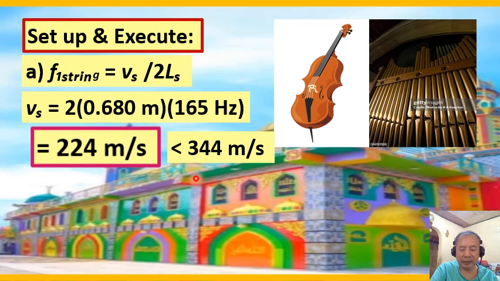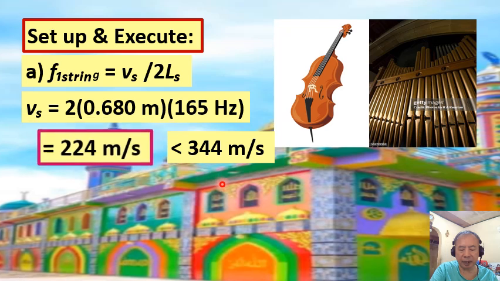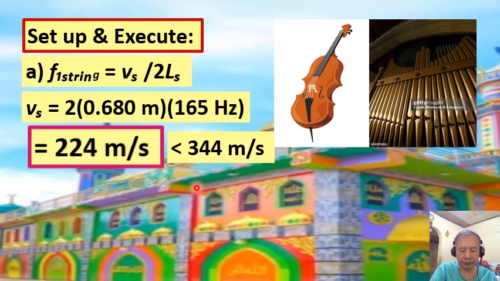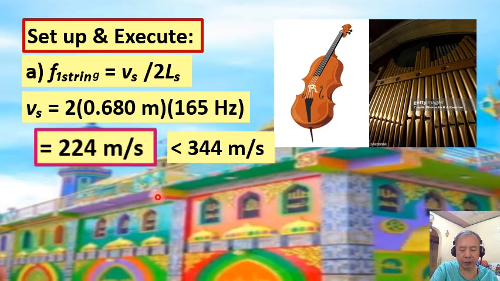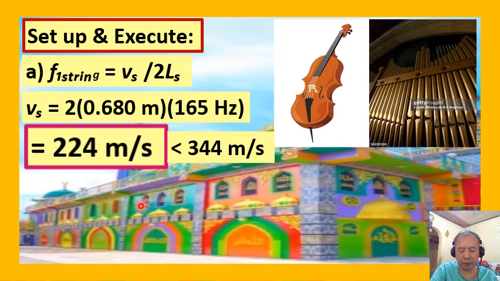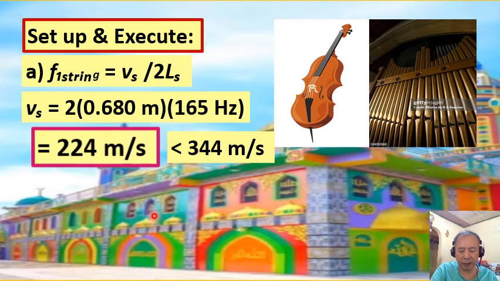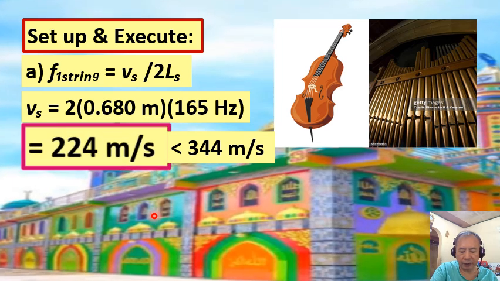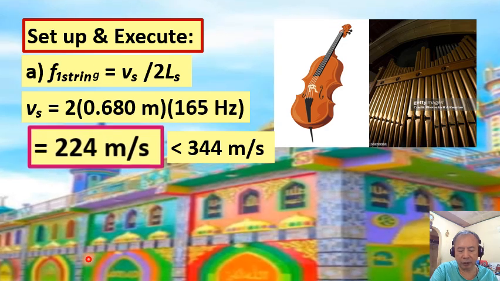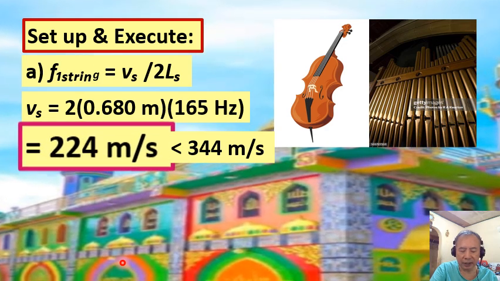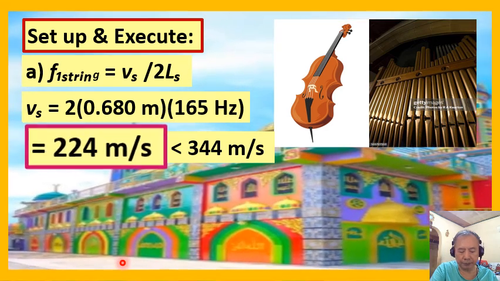Notice that the speed of the standing wave in the string is less than the speed of sound in the pipe. This is primarily because although the fundamental frequency of the vibrating string is equal to the fundamental frequency of the vibrating air in the pipe, their respective wavelengths are different. The wavelength of the wave in the vibrating string is less than the wavelength of the sound wave in the pipe.